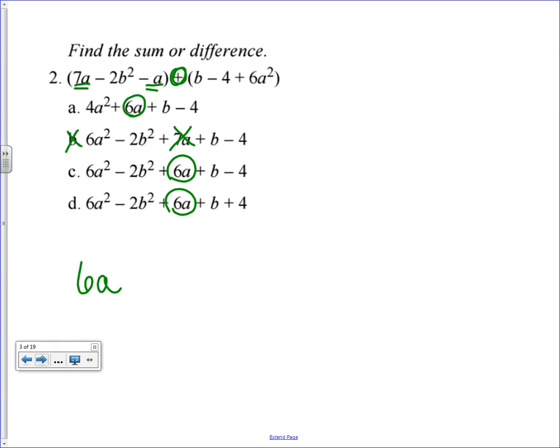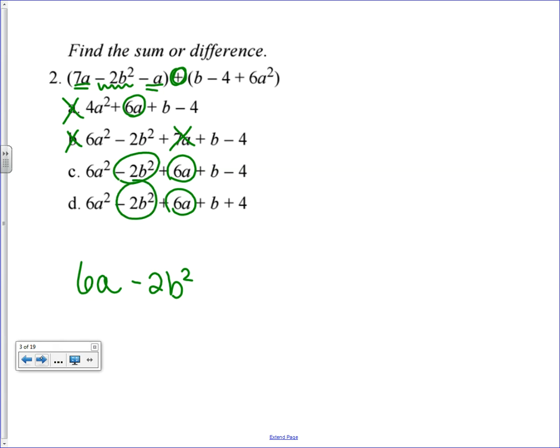Okay, let's look at our B squareds. Do they have anybody to combine with? They don't, do they? So what am I going to do with it? I'm going to drop it down. So looking at what I have left, could I eliminate any more answers? A can be eliminated because I don't have negative 2b squared, do I? So this one can go. And it looks like these two are still in the running, right?